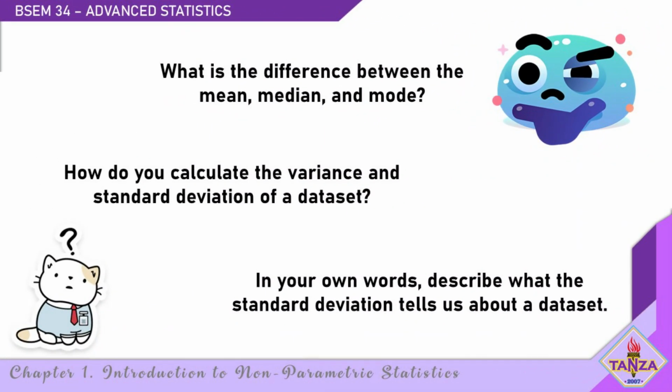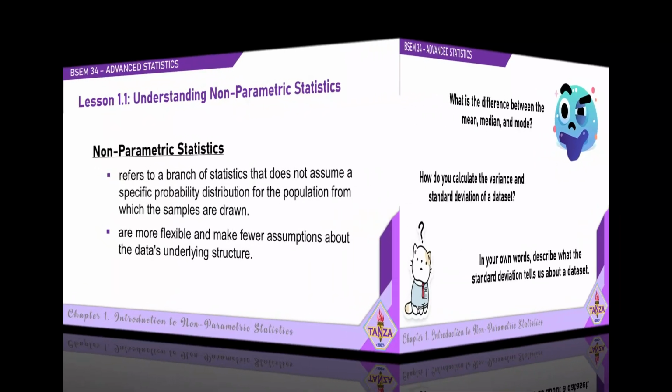And most importantly, what does standard deviation tell us? The standard deviation tells us how much the numbers vary or move away from the average. If the standard deviation is small, the numbers are close together. If it's large, the numbers are spread out. So if you're analyzing test scores or sales data, standard deviation helps you know if everyone did about the same, or if results were all over the place. These questions help set the stage because understanding how we summarize data helps us understand when our assumptions, like normal distribution, might not hold. And when they don't, non-parametric stats come to the rescue.